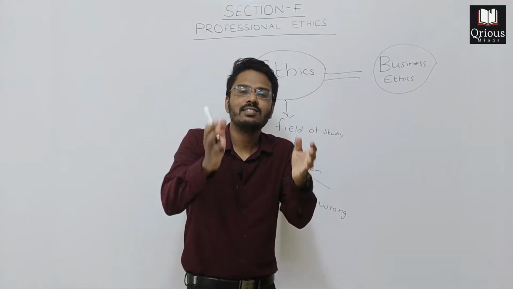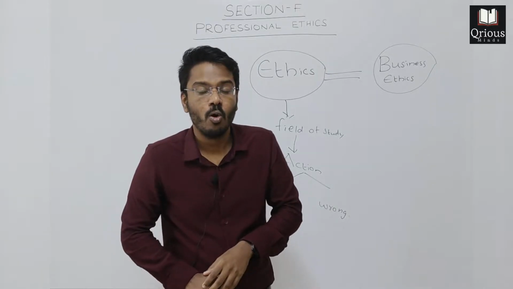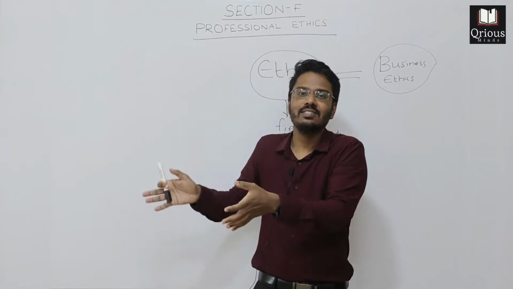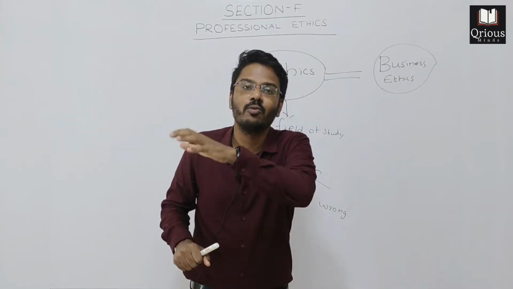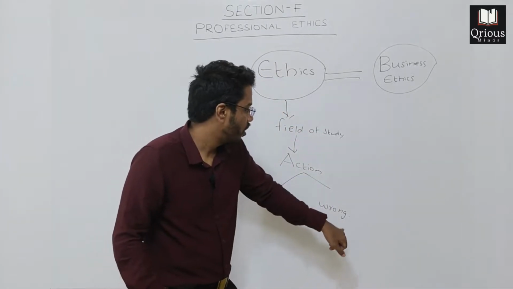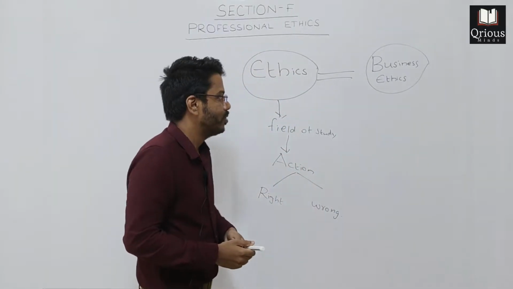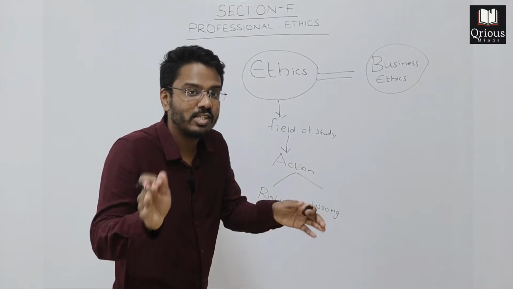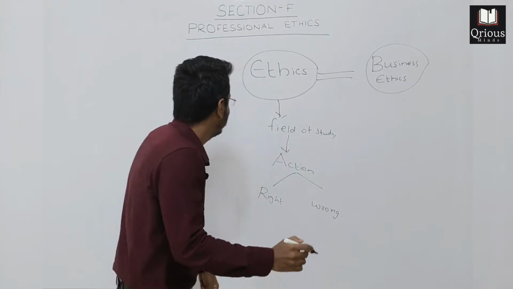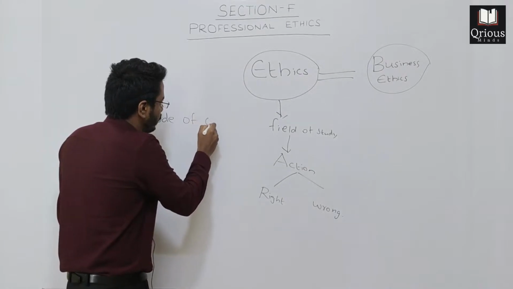Now let's discuss how we can implement business ethics in an organization, or let's reframe that question: how can we determine a business action or a business decision as a right decision or a wrong decision, an acceptable decision or a not acceptable decision? We can determine that by simply referring to the code of conduct of the organization.